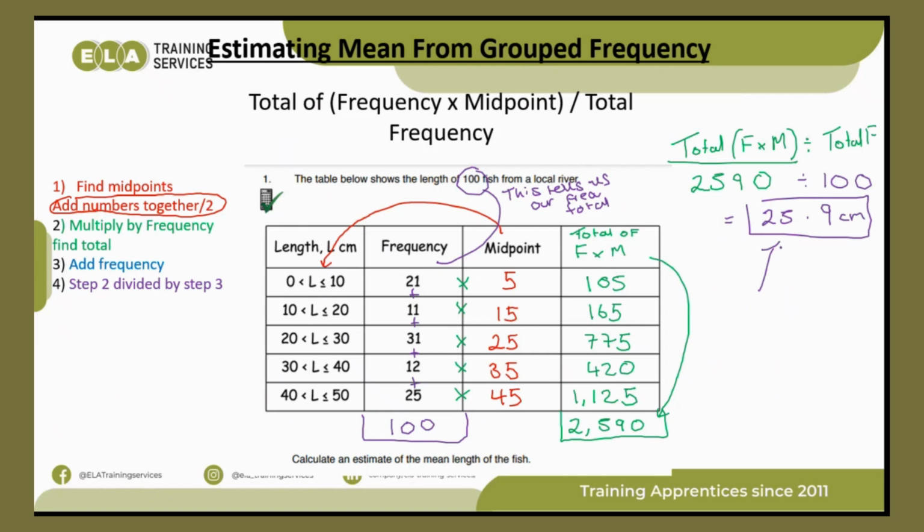We do not round, so don't round. And your number should fall somewhere in here. So if you got an answer of 155, something's gone wrong. So your answer should fall within the numbers of this first column.